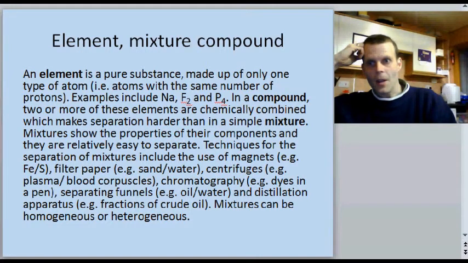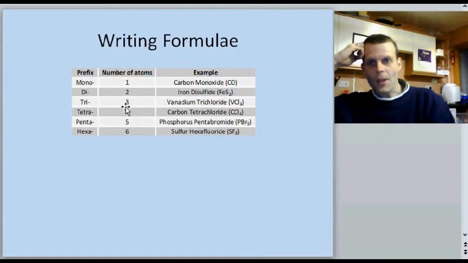Right, writing formulae. Now this is really important chemistry now. Sometimes we're going to have a clue, and you're going to see some of these prefixes. So carbon monoxide, mono, 1, carbon disulfide here, 2 of them, vanadium trichloride, you've got 3 Cls, tetrachloride, 4, phosphorus pentabromide, penta, 5, hexa, you've got 6 sides of the hexagon, sulfur hexafluoride is SF6.